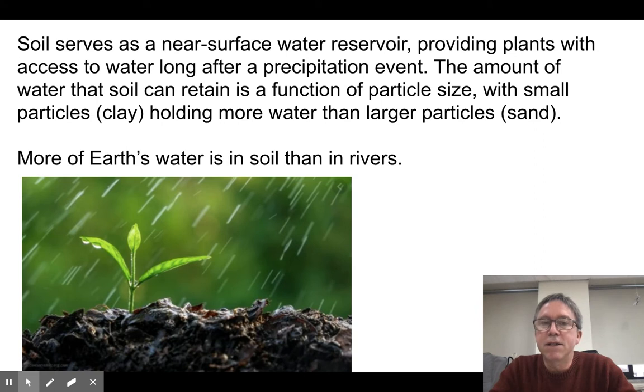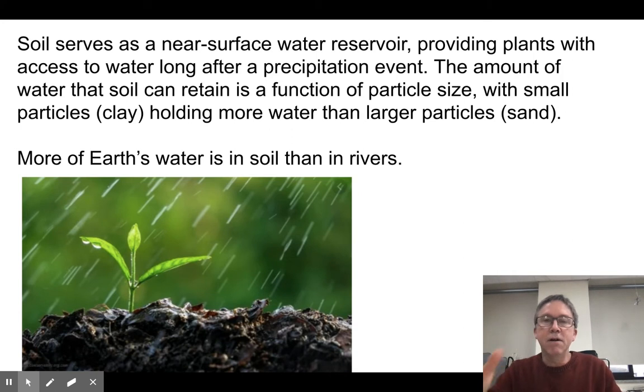Now, soils serve as this very vast near-surface water reservoir. So it rains, okay? And if it wasn't for soil, plants would be able to live when it was raining, but as soon as it stopped raining, they'd start getting thirsty. They couldn't do photosynthesis and they'd die. But because the particles in soil have the ability to hold on to water, long after it rained, months and months after it rained, almost a year after it rained, you can still have moisture contained in that soil for plants to grow on. So it's this great way of keeping water available for long periods of time.